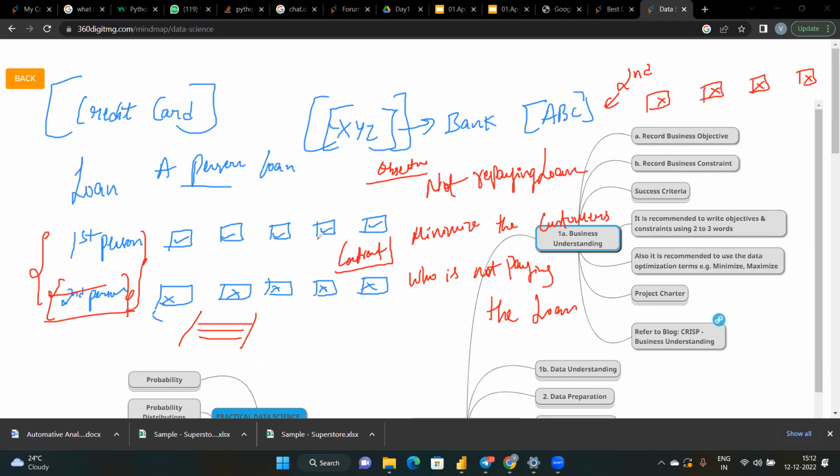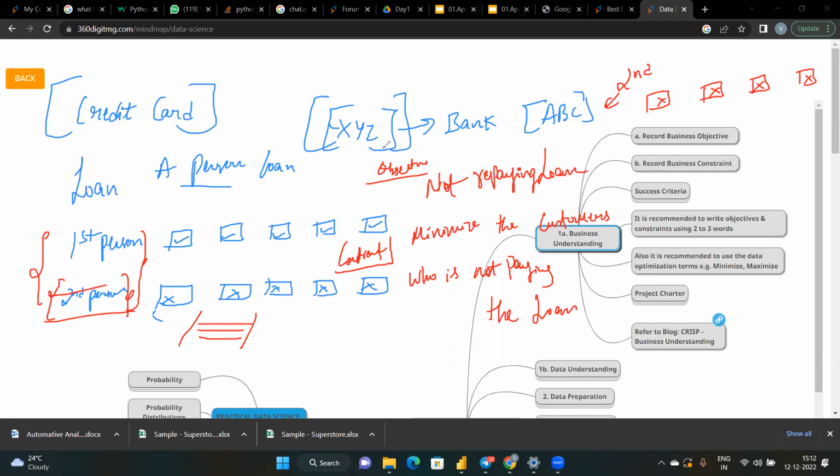The data scientist should think like that: not write 3 lines, but make those 3 lines into 1 line that conveys everything. That is one thing. Also, use the recommended optimization terms. You should always use the terms minimize and maximize.